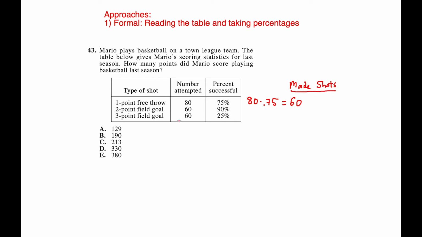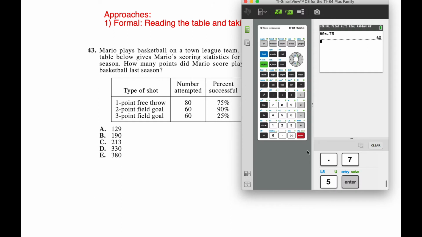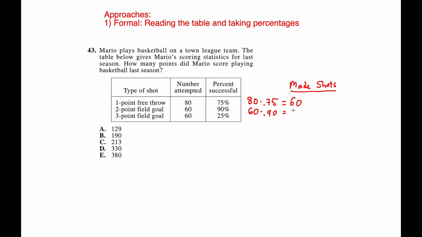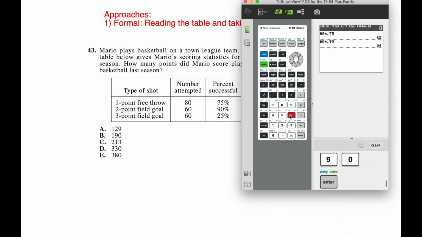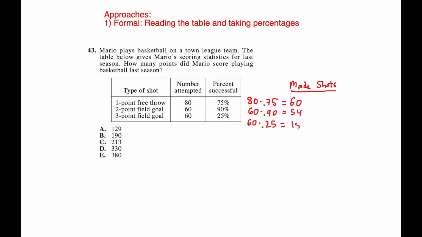Then for the 2-point shots, he attempted 60 of them and made 90% of them. So we do the same calculation, 60 times 0.90, and that means he made 54 of those shots. And then finally, for the 3-point shots, he attempted 60. His percentage went way down at that point, so 25% of those were made. So 60 times 0.25 is 15. So he made 15. Okay, now we have the total amount of shots he made of each of these point categories.